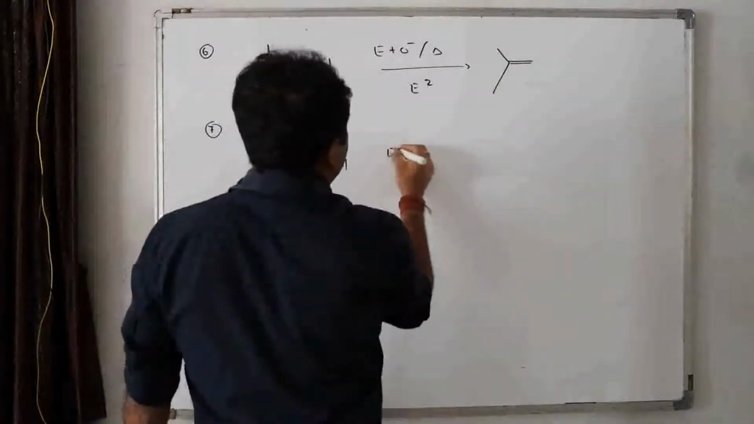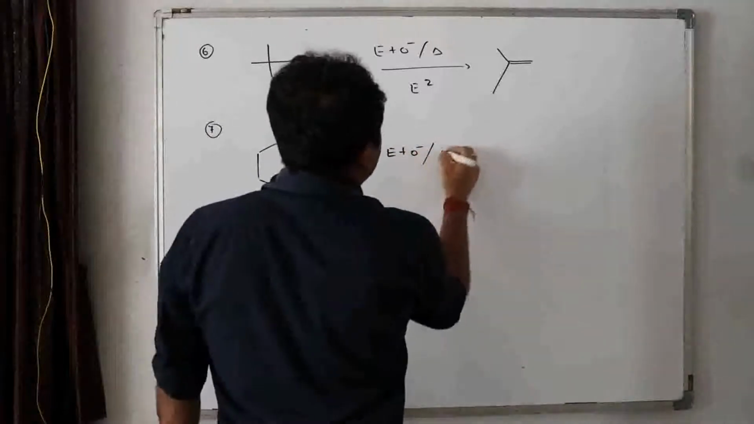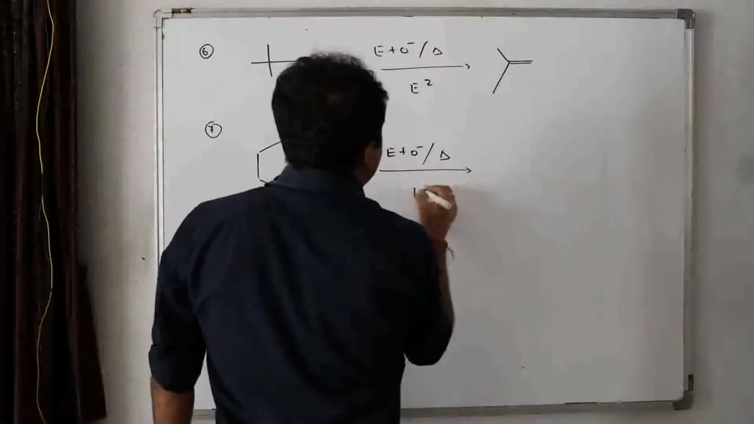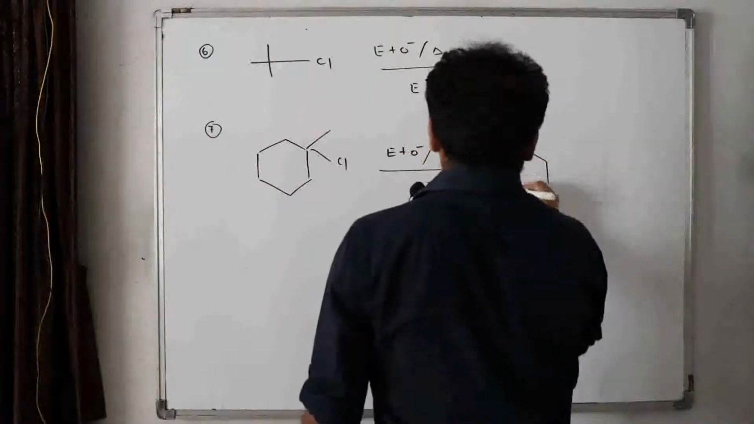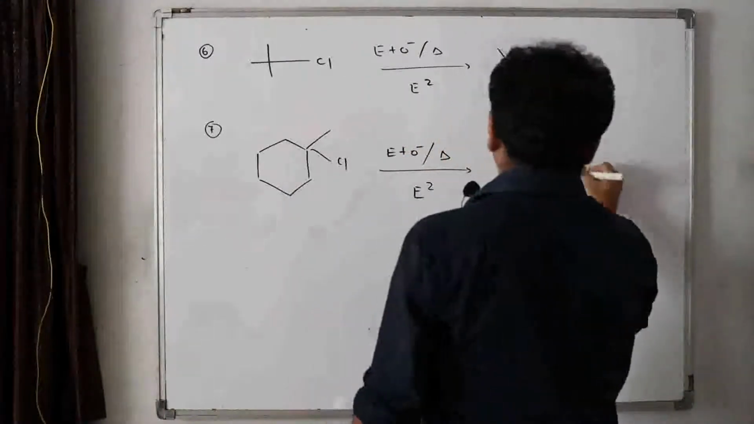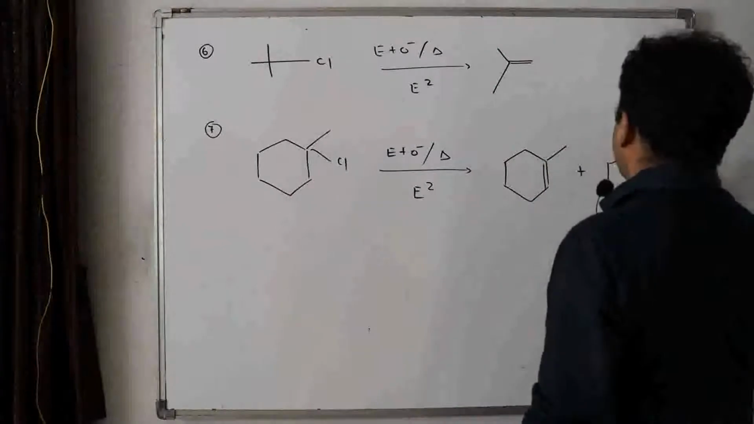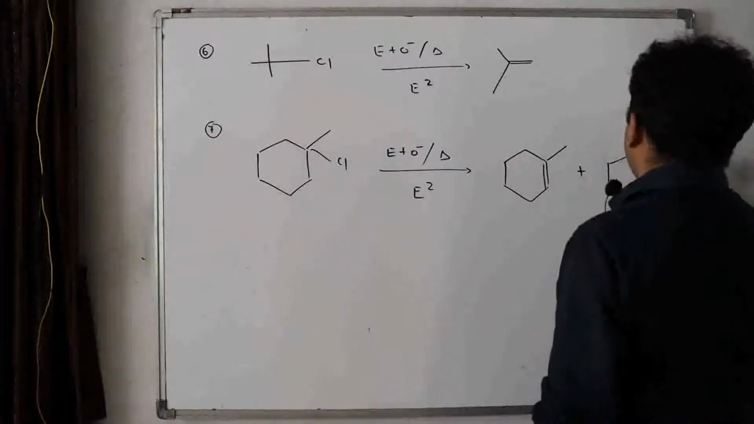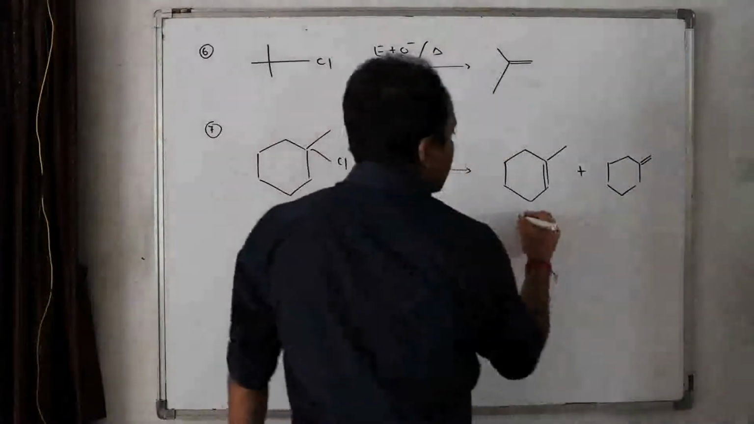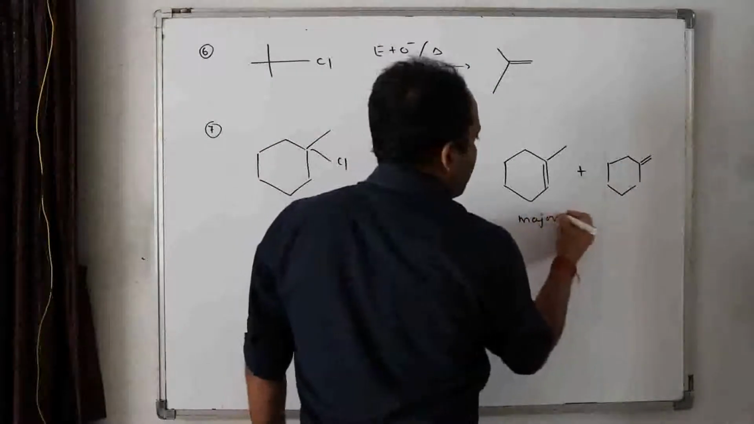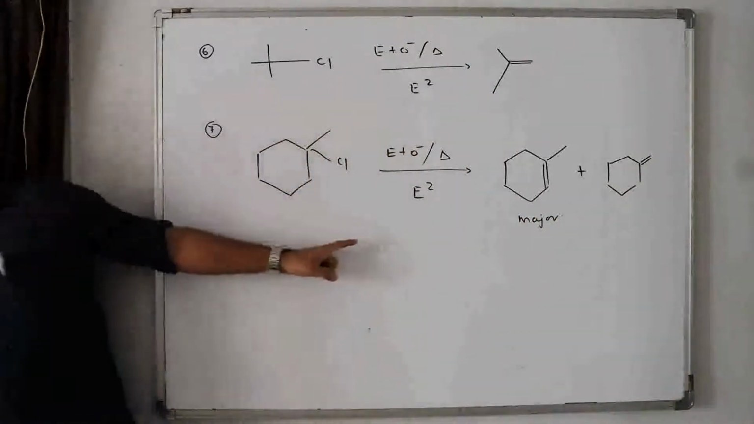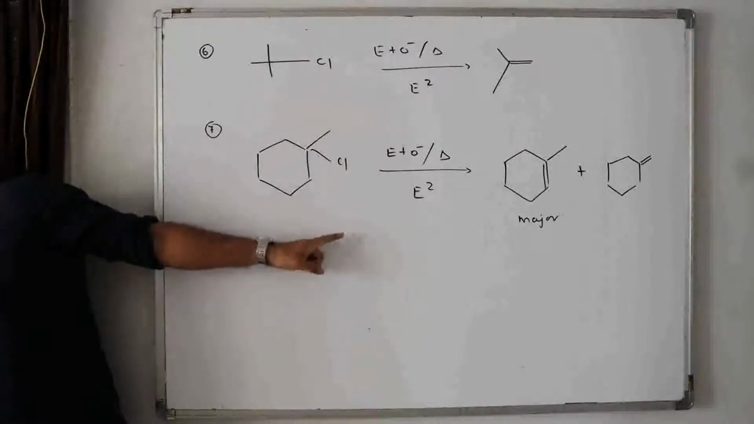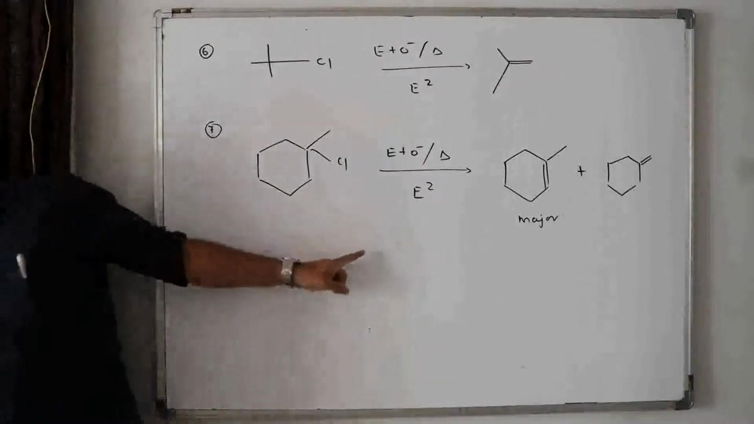Cl, EtO minus, heated, E2. What will happen? Can I get something like this? Yes or no? And this will be the major one. Why? More crowding. Easy? Doubt? No. Next question.